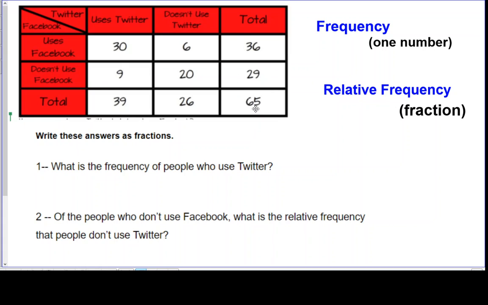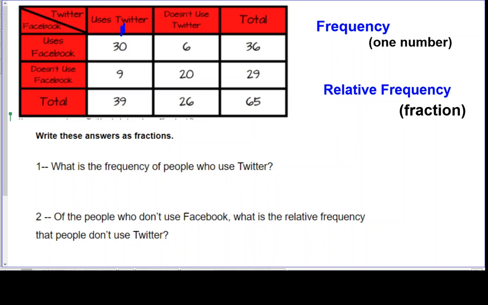Remember the 65? That represents the total number of people that were surveyed. So what do we know about these 30 people right here? These 30 people, we know they use Twitter, and we also know they use Facebook. So those 30 people use Twitter, they also use Facebook.